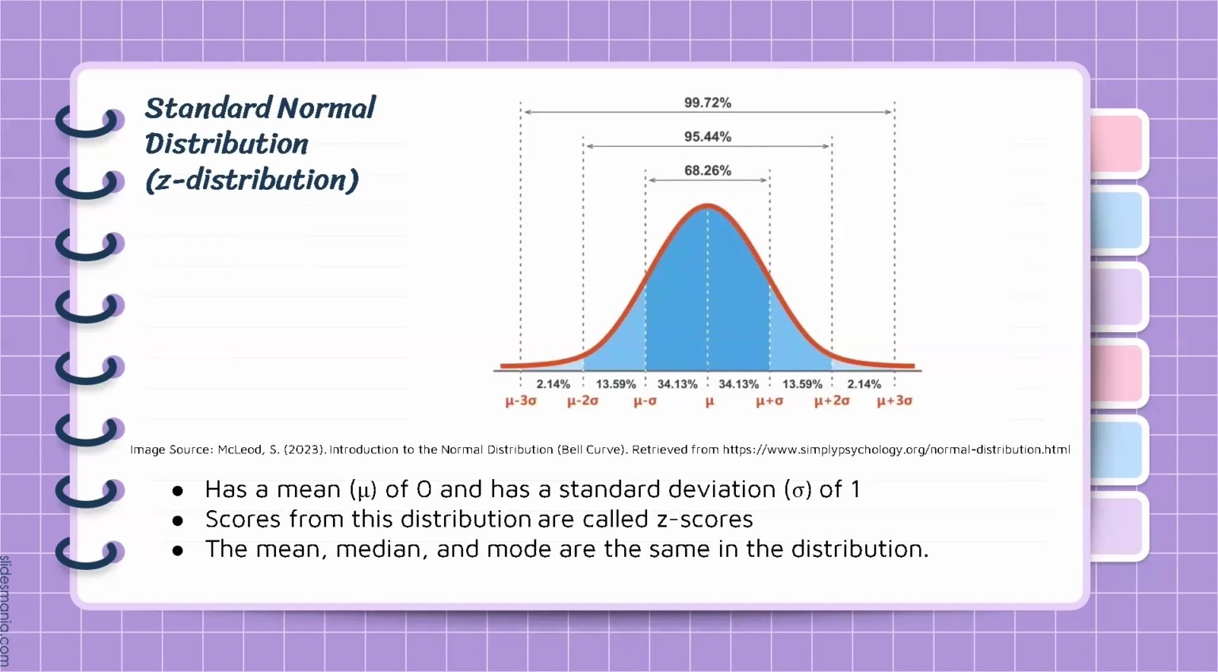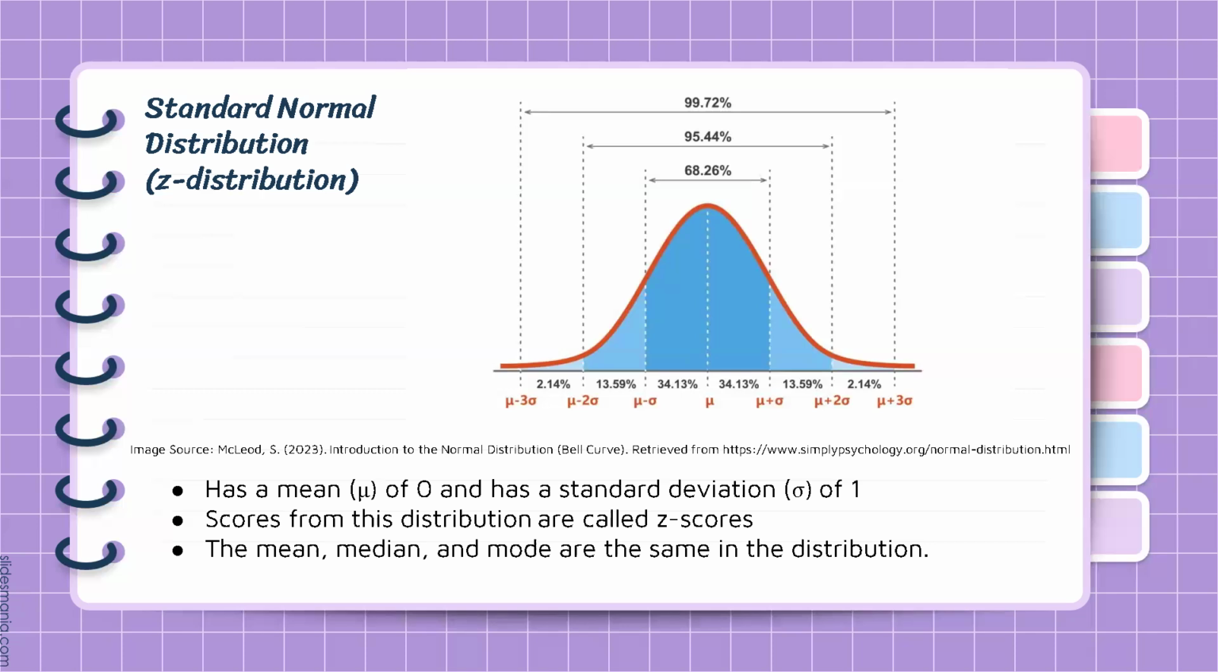z-distribution. The z-score tells us how many standard deviations the score or value or data point is above or below the mean. When we say above the mean, we look at the values to the right side of the mean, while the values below the mean are on the left side of the mean. A standard normal distribution has a mean of 0 as shown by the mu sign, and has a standard deviation of 1 as shown by the sigma sign.